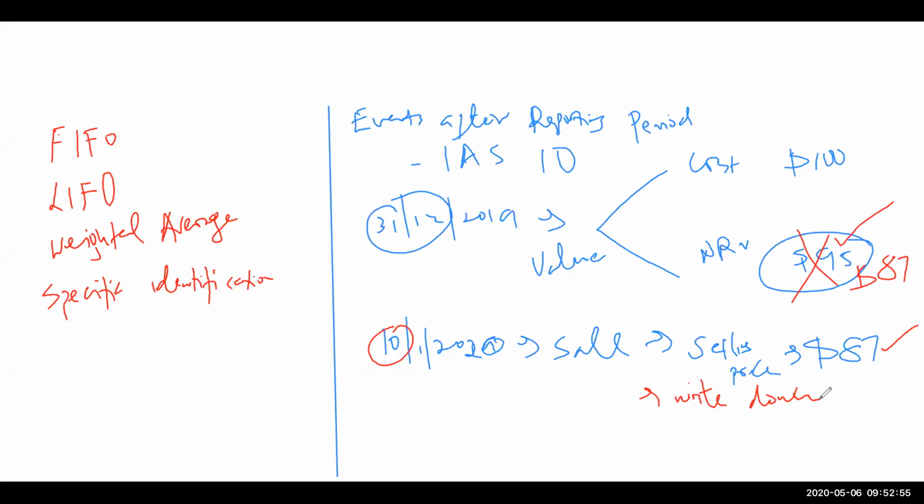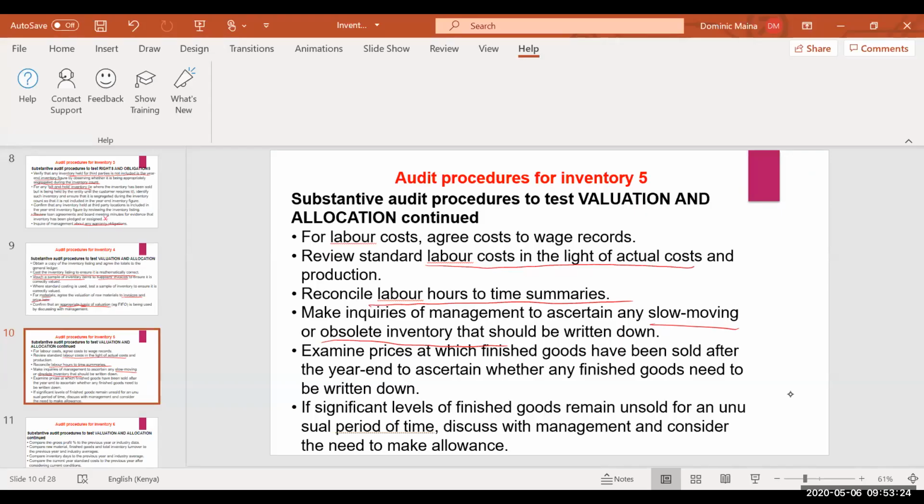So as an auditor, you need to check whether there is any subsequent sale that may have occurred after the year end date, which could indicate that we need to write down the inventory. So you need to ask the client to give the information as to whether there is any sale after the year end that might indicate that we need to write down the inventory. This is what that point tells.